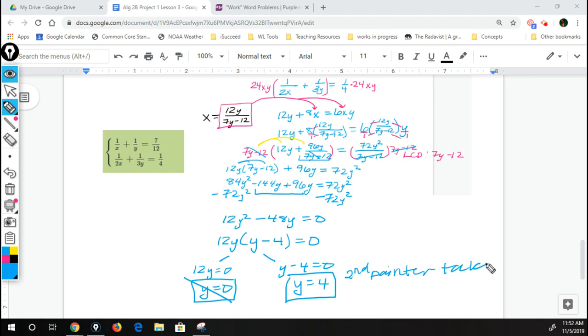Takes 4 hours to paint the dining room. I'm pretty sure it was the dining room. Wasn't it the dining room? Okay. So that is question 4, solving for y.